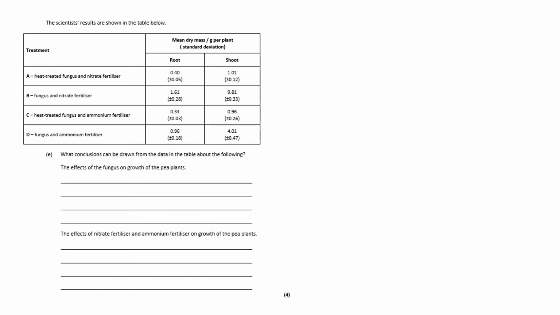For part E of this question, we're going to look at the conclusions that can be drawn from the data in the table. This is a really important skill. It's an application of knowledge skill. It's very, very important that you're able to look at data and draw conclusions from that data. Now, the examiner's been actually very helpful here. They've given you quite specific conclusions to draw from the data in the table. They've directed you at what you should be looking at.